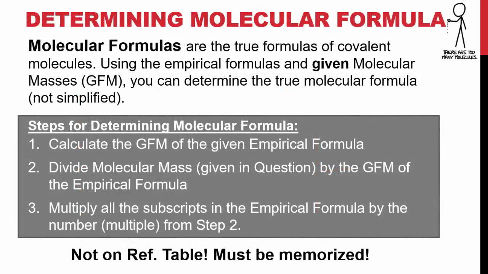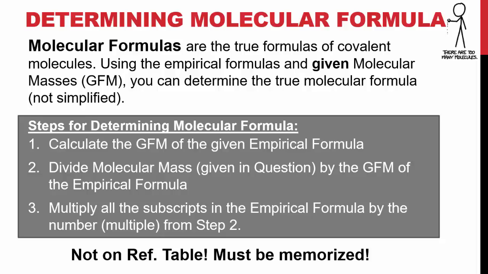So molecular formulas are the true formulas of covalent molecules. Using the empirical formulas and given molar masses, which is the gram form of the mass, you can determine the true molecular formula, which is not a simplified calculation. There are 3 steps, and they're very easy to do. They are, however, not on the reference table, so you must memorize these steps.